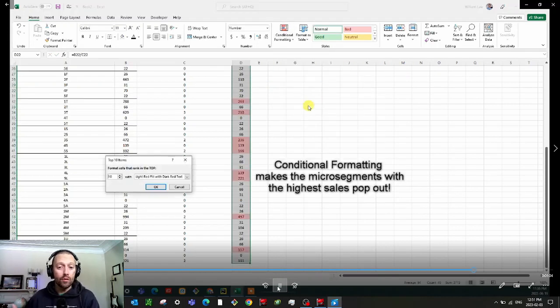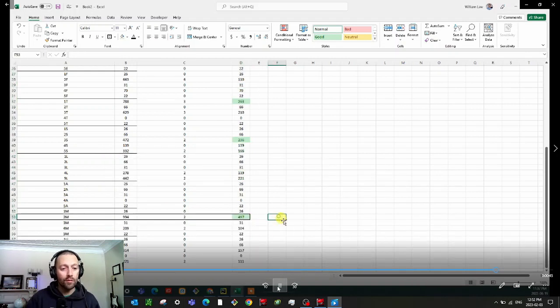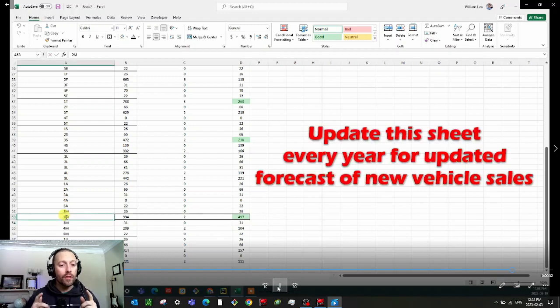We can then do a conditional formatting, and that makes the microsegments with the highest sales for our new vehicle pop out. It turns out that we have this microsegment in this particular game. It's different in many games. It looks like the 2M microsegment is going to be the largest for this particular game.